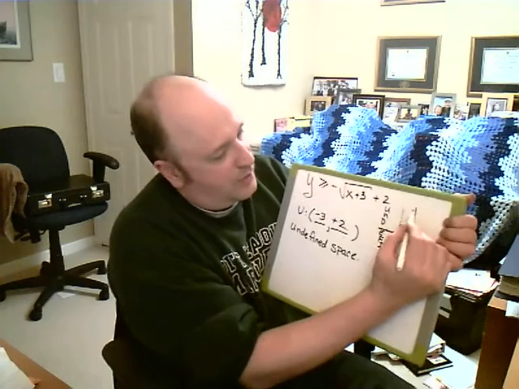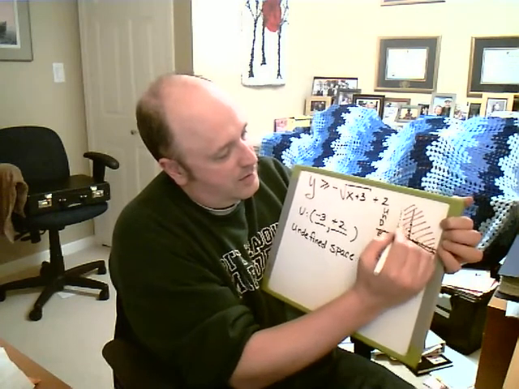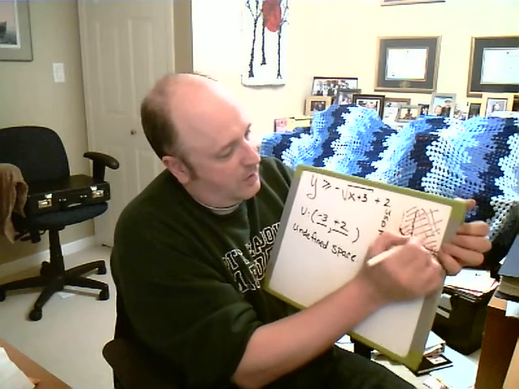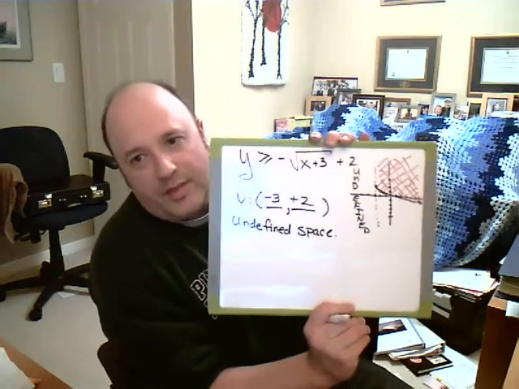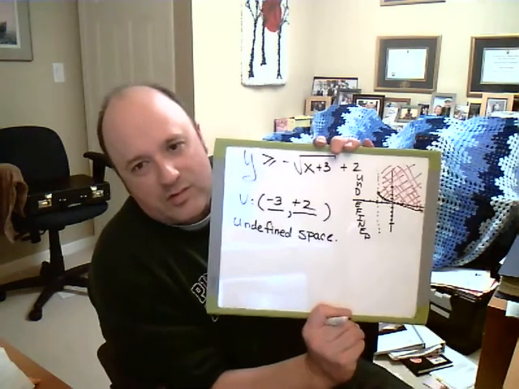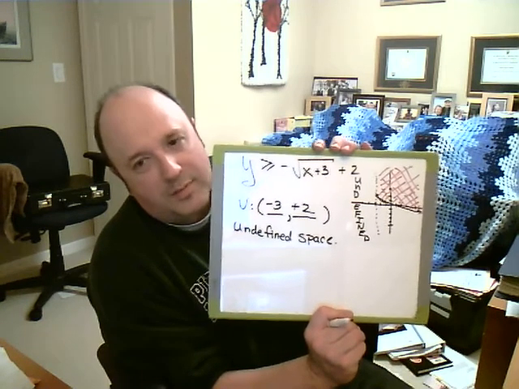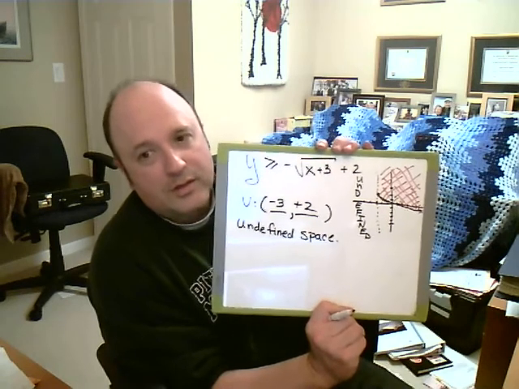And you can test a point if you like to see if that's true. It's everything that's above that line going off to infinity, right? You can test a point to see if it's true or not, but it works all the time like that. So when you're dealing with square roots, you have to worry about the undefined space, and that provides a kind of artificial barrier that you have to watch out for.